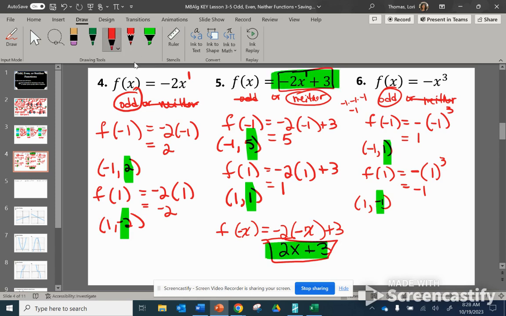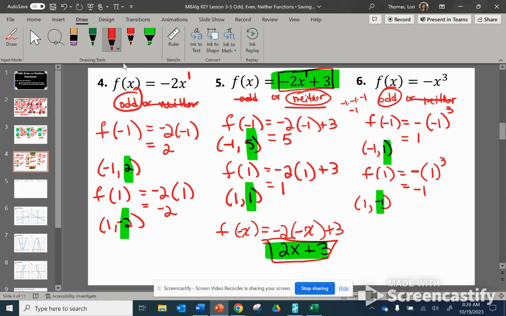So in order for this to be odd, -2x and 2x need to be opposite. That is true. But also this term +3 and this would need to be opposite. We can see this is +3 and this is +3. They are not opposite. Therefore, that's why we say this is neither.